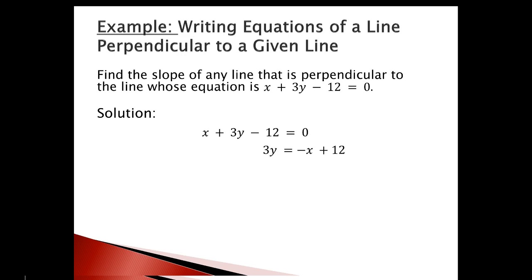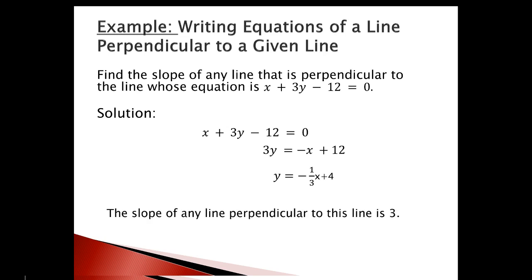After solving this one for y, we will have y equal to -1/3 times x + 4. This implies the slope of this line is -1/3. So the slope of any line perpendicular to this line is 3, because if we multiply 3 and -1/3, the result will be -1.